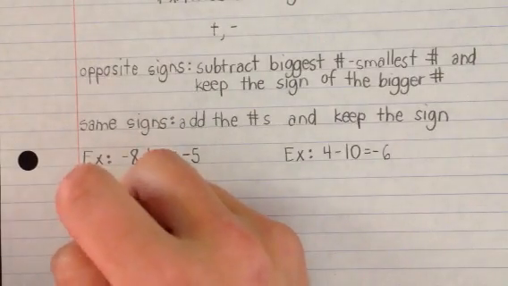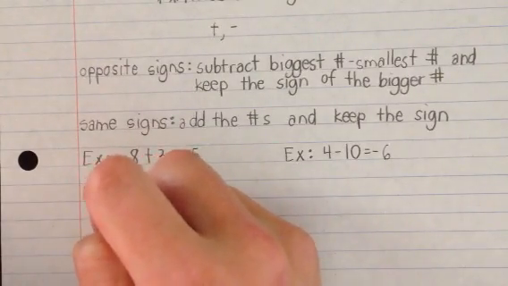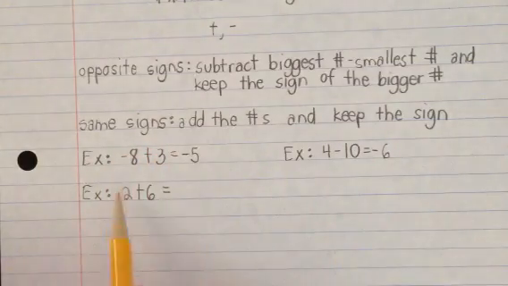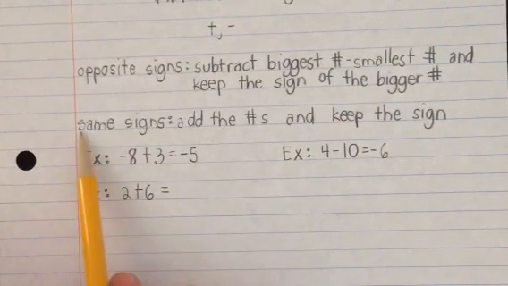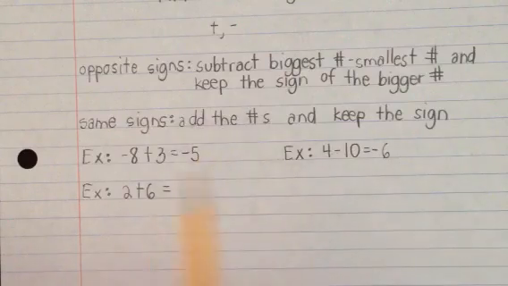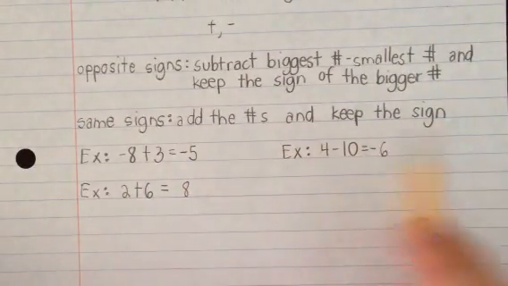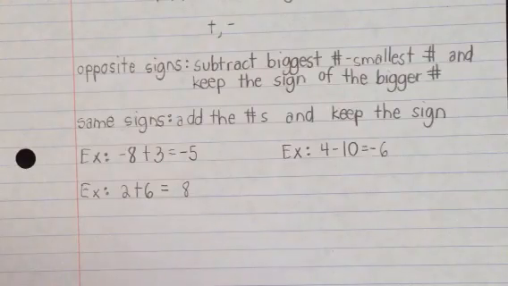All right, another example. How about 2 plus 6? So those are both positive. So they have the same sign. So that means add the numbers. So 2 plus 6 is 8. And keep the sign. Well, it's positive, that's positive, so we're just going to leave it.